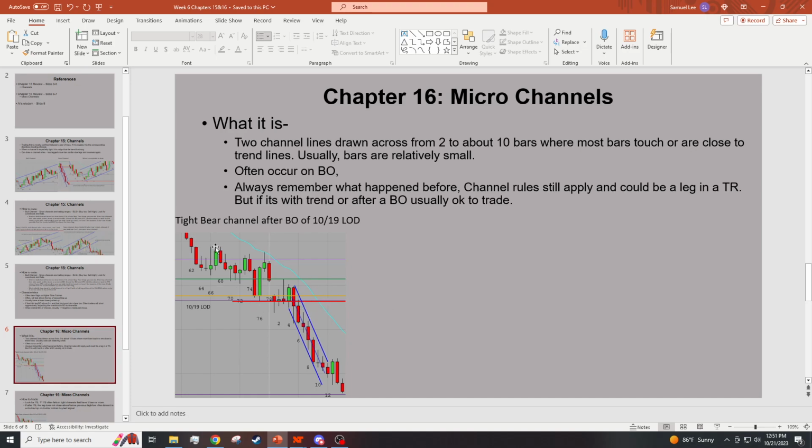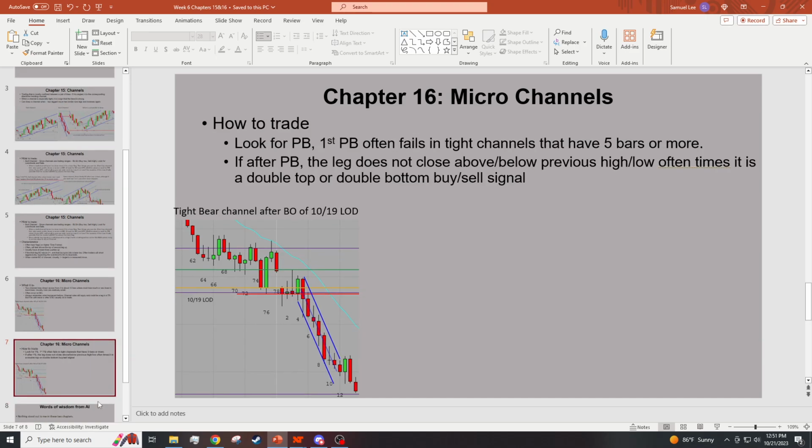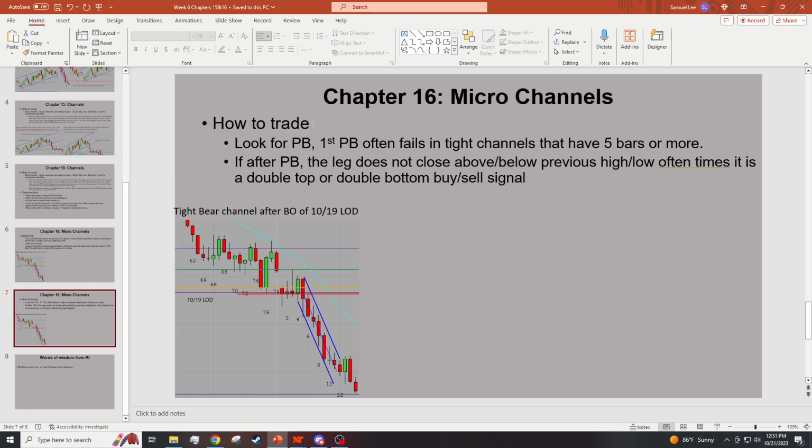But anyway, we break out to the downside of Thursday's low on Friday, which was yesterday, and we have a tight bear channel. Usually you get about 2 to 10 bars of this. In this case, we have 1, 2, 3, 4, 5, 6, 7, 8 bars of this before the bulls were able to reverse. But as you can see, first reversals in tight channels often fail, and bar 13 failed. And we're going to talk about it on the next slide.